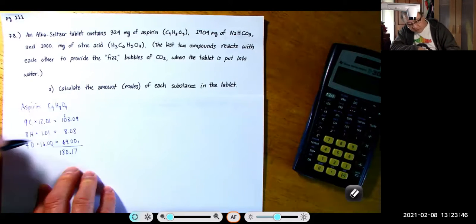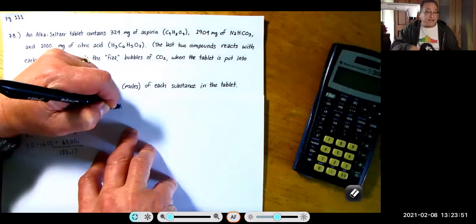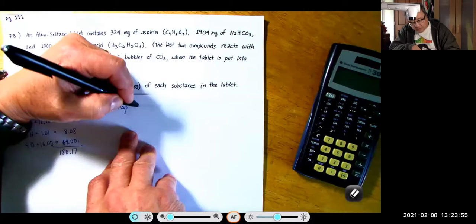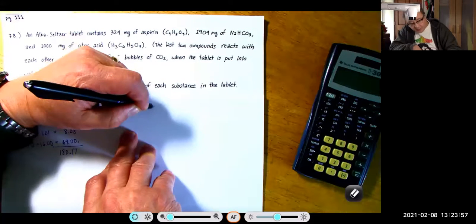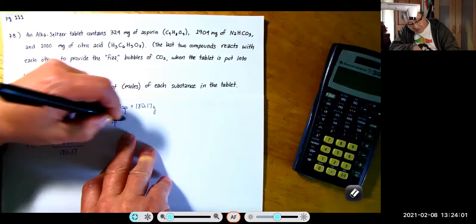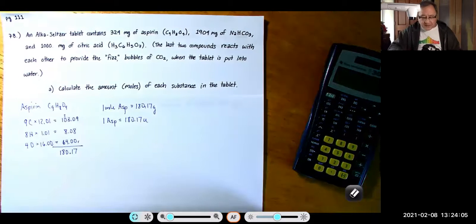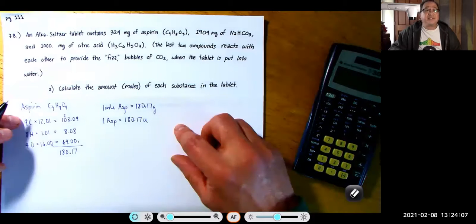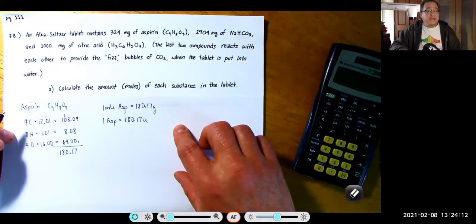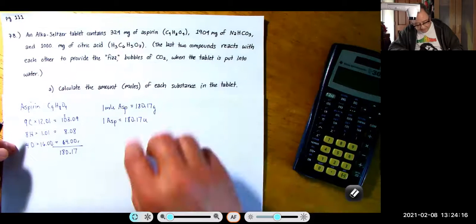So this means that 1 mole of aspirin, and I'm going to abbreviate it as ASP, is equal to 180.17 grams, or we could say 1 aspirin itself equals 180.17 u. It means the same thing. Are there any questions about getting the molar mass of a substance? Okay, there being none, let's calculate the moles of aspirin in our tablet.